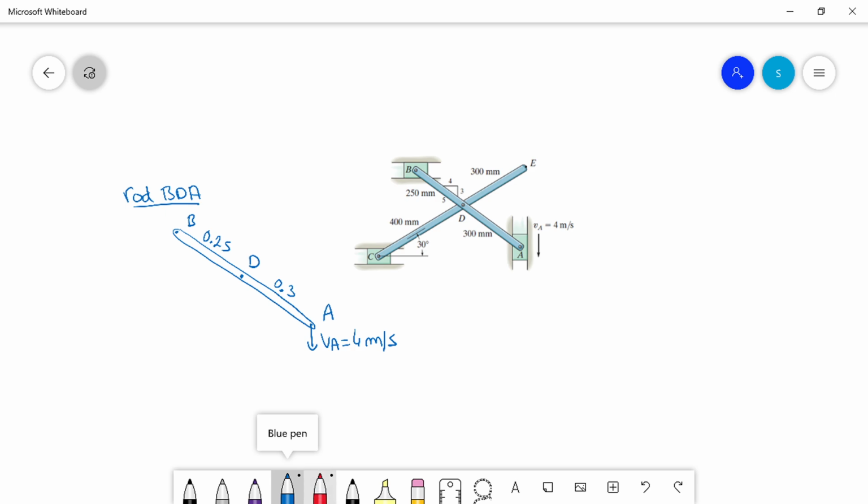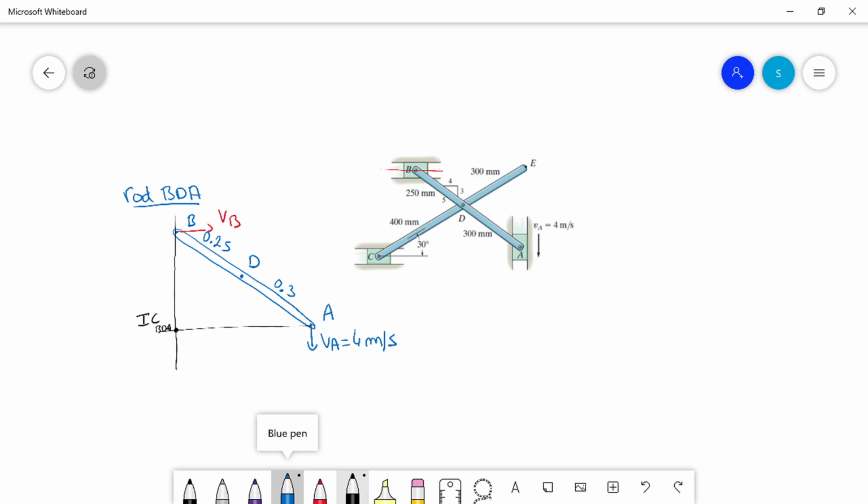We don't know the velocity at B, but we know that the velocity at B will be horizontal. There, so the velocity VB. And based on those two velocities, we can find the IC of the rod BDA. So we draw the perpendicular line to VB and the perpendicular line to VA going through the point A and the point B. And that's the IC of the rod BDA.